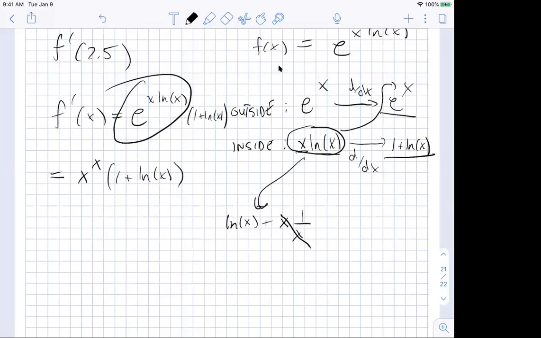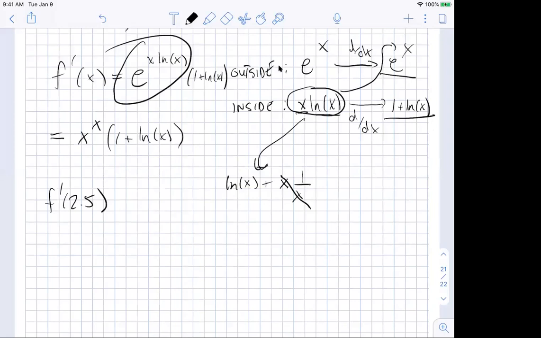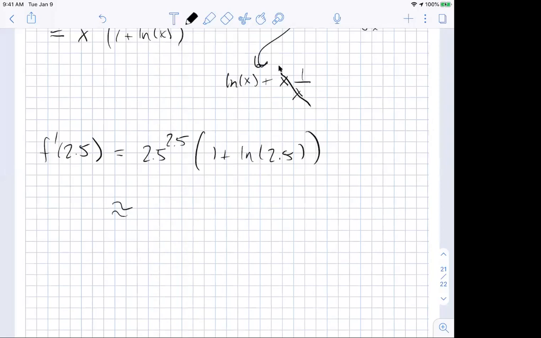And here we can see if we had just tried to use either the power rule or our exponential rule, both of those would have given us something a little bit wrong. It would have been close, but it would have been a little bit off. Okay. So then f prime of 2.5 is 2.5 to the 2.5 times 1 plus the natural log of 2.5, which is approximately, if I plug it into a calculator, making sure I don't make any typos, 18.94 about.